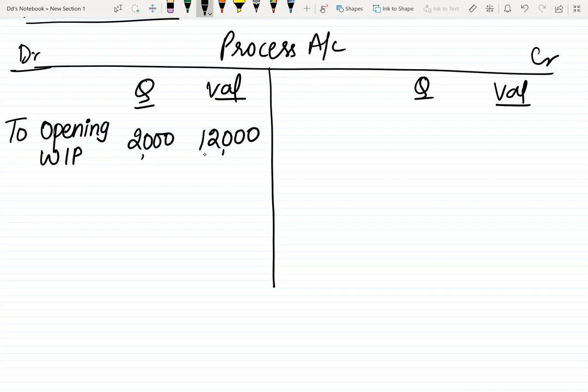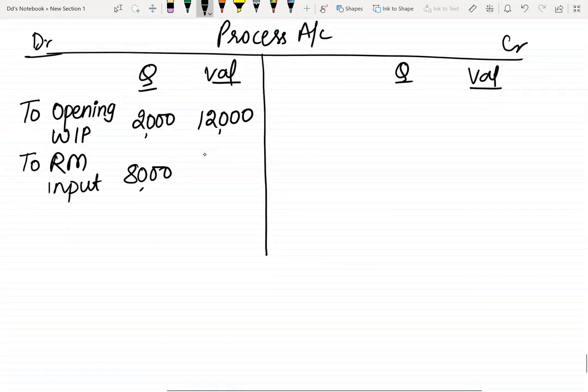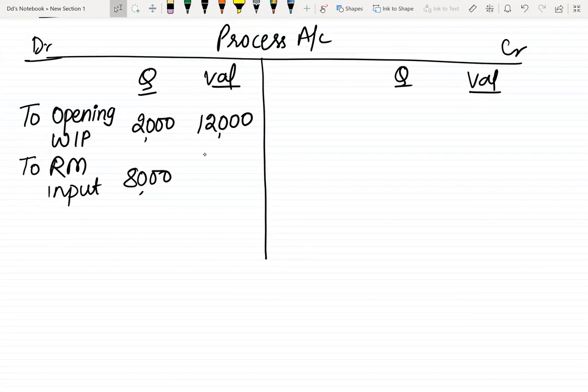Okay. Then they said units introduced into the process 8,000. So this will be to raw material input 8,000 units. Sir, what about value? Here they have not given. Maybe later in the question they'll give material cost. That time I will take. Okay. Continue. There are 2,000 units still in process at the end of the month.